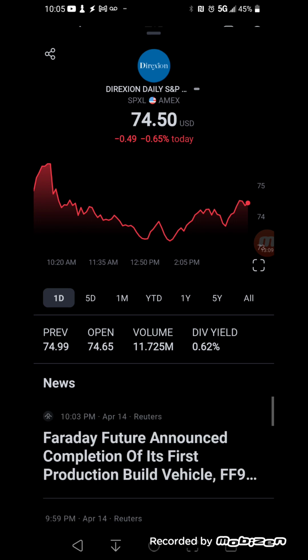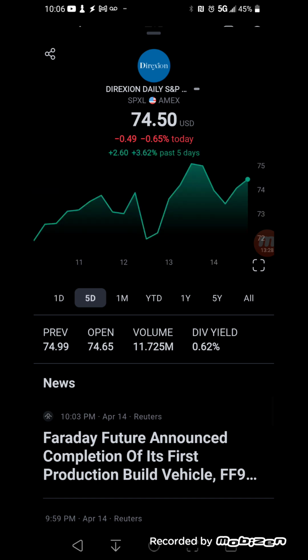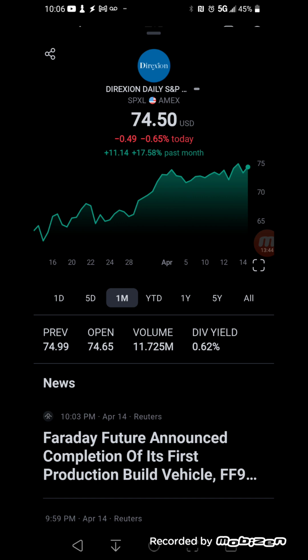Once you say okay, I'm going to click on the second one there, you see the chart. Down here is the date. From left to right, it's one day. If I click 5D, that's 5 days. Today is the 14th. Like I said, it's 10 p.m. Then 1 month. See, in 1 month, it went up 17.58%. It's about 1% a day.